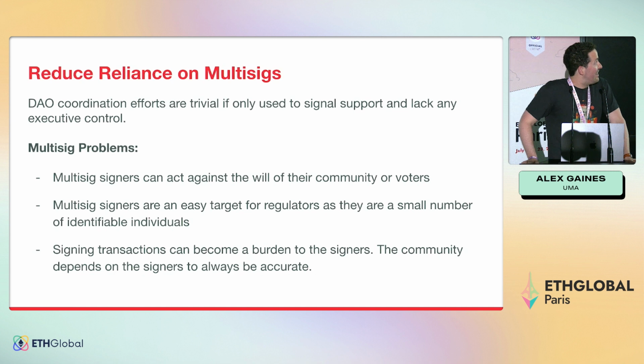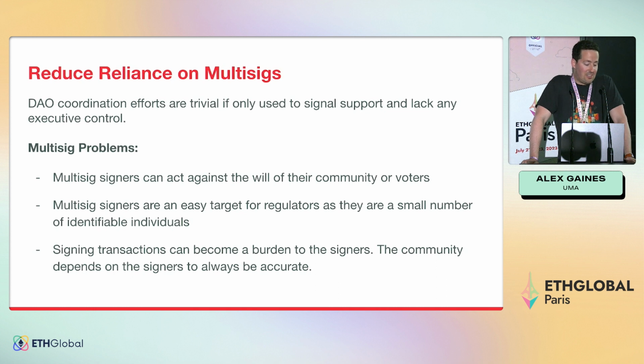I'm sure you've seen a lot of these multisig problems. The first one is that multisig signers can act against the will of their community. For the most part, the DAO, the community, and the multisig are usually aligned. However, if you're asking the multisig to remove themselves as a signer or pay themselves less, that could be delayed or not executed at all.